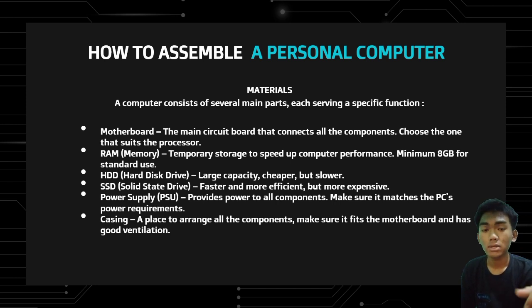Next we need RAM, which functions as temporary storage to speed up computer performance. To ensure smooth operation, a minimum of 8 GB RAM is recommended. Then, the computer requires a storage device, which can be either a hard disk or an SSD. Hard disks offer larger capacities at a lower price, while SSDs provide faster speeds but at a higher cost. But we choose a hard disk.